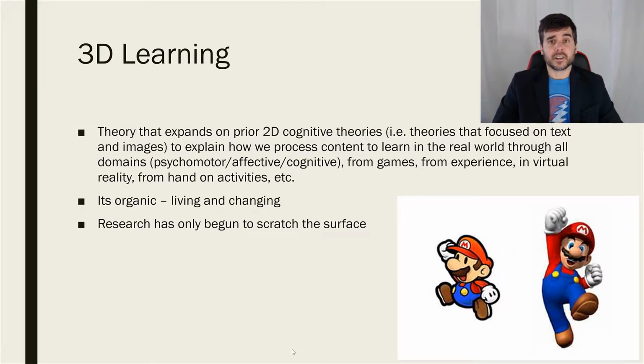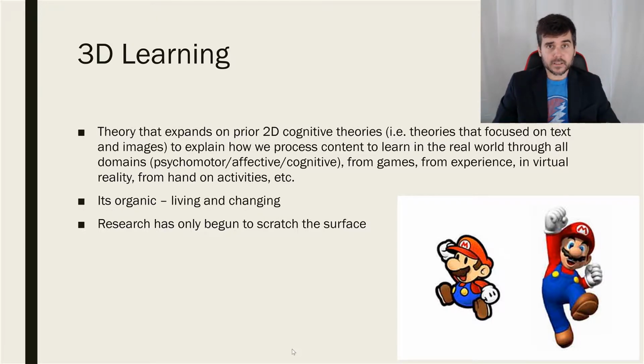So 3D learning is a concept, a theory that expands on prior cognitive theories, the theories that focused on these two channels, text and images. 3D learning attempts to explain how we learn content in the real world through all domains like psychomotor, affective, cognitive, how we learn from games, how we learn from virtual reality, how we learn while we're doing these hands-on projects that we do.